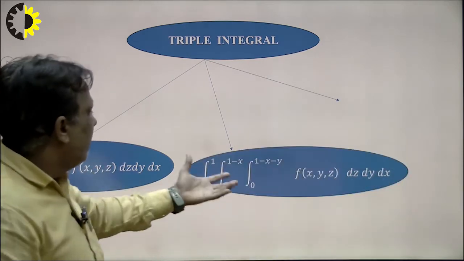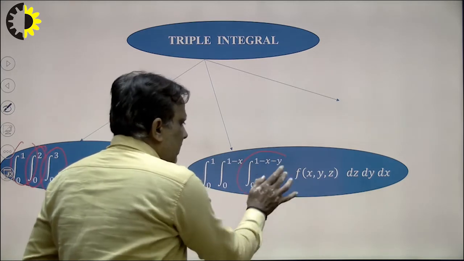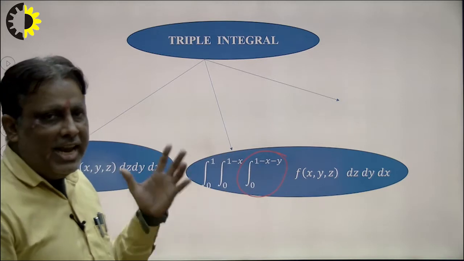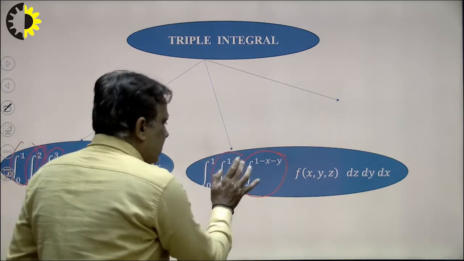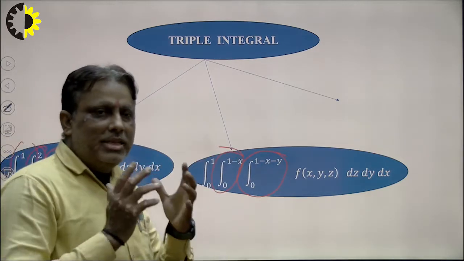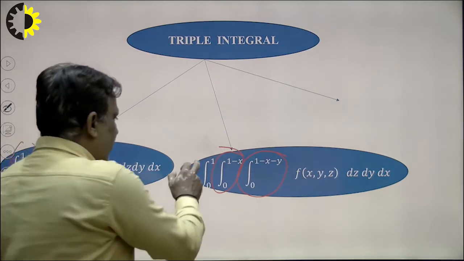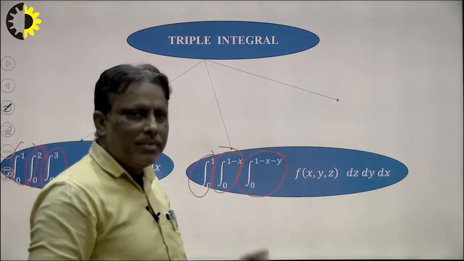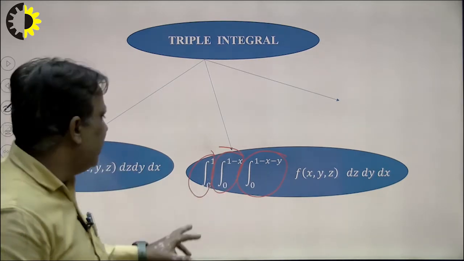After this we consider another problem in which the limit of z is in the form of a variable. In this case we consider an elementary strip parallel to the z axis, and the limits are taken in the xy plane. This is the limit of y, so we consider an elementary strip parallel to y, and this is the limit of x. Now solve one by one. First we integrate with respect to z, after this with respect to y, and finally with respect to x.